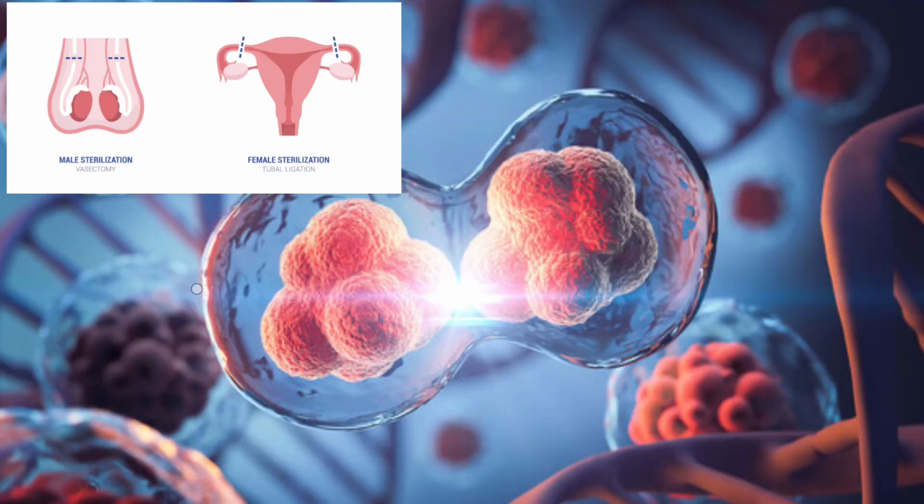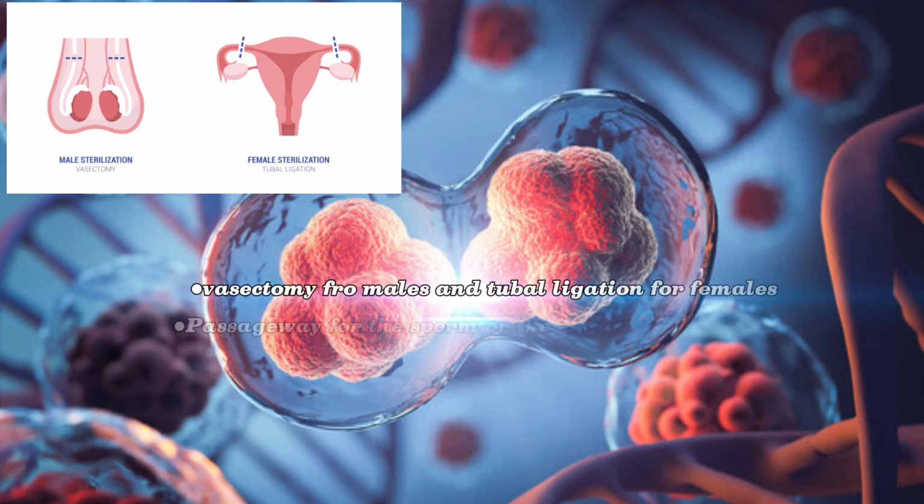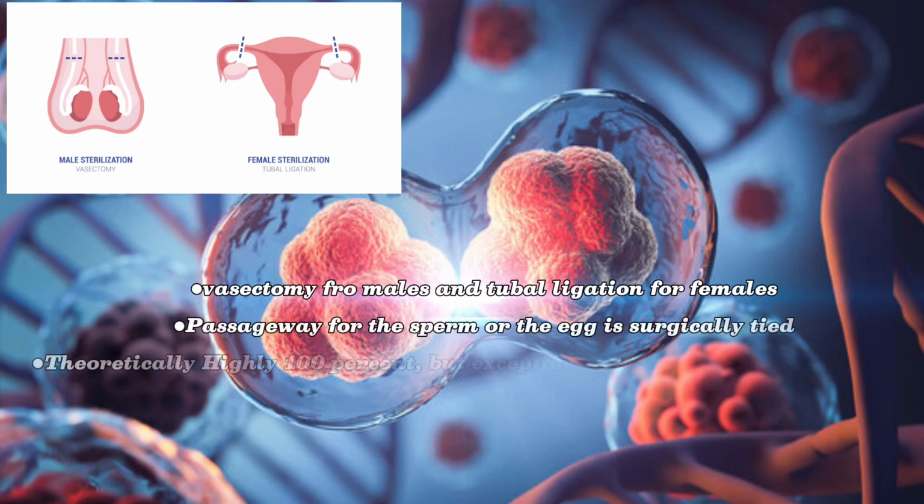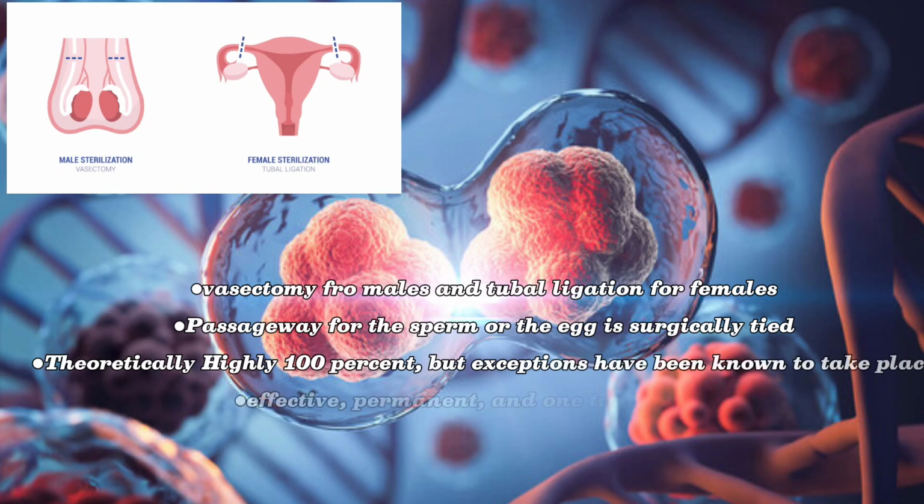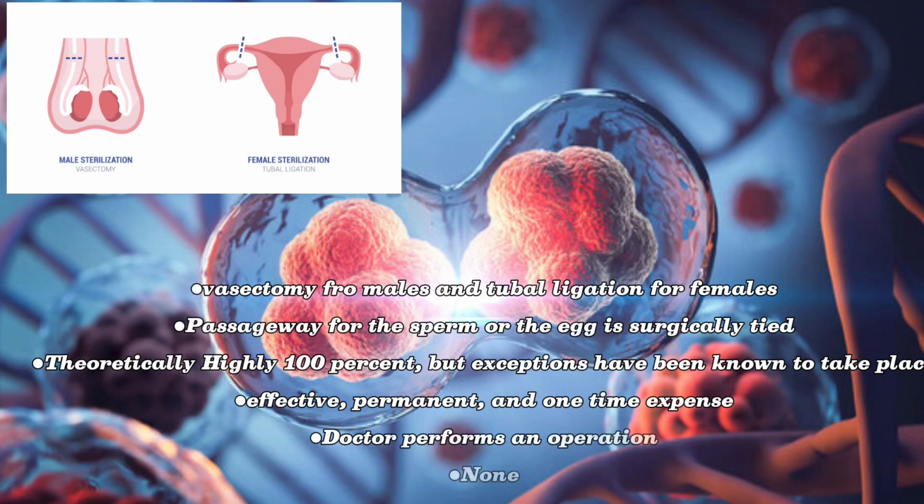Sterilization: vasectomy for males and tubal ligation for females. The passageway for the sperm or the egg is surgically tied. Effectiveness: theoretically 100%, but exceptions have been known to take place. Highly effective, permanent, and a one-time expense. A doctor performs an operation. Other benefits: none.